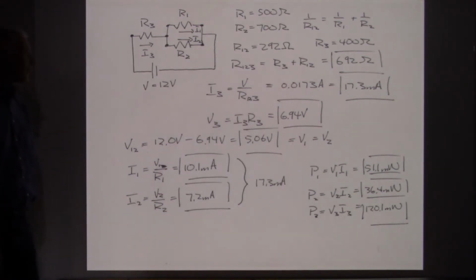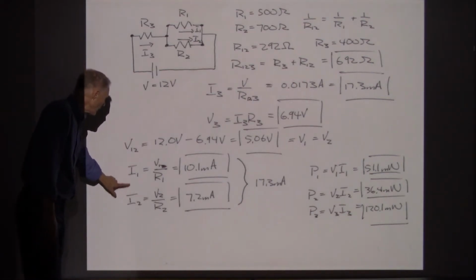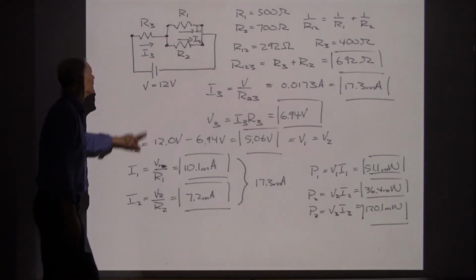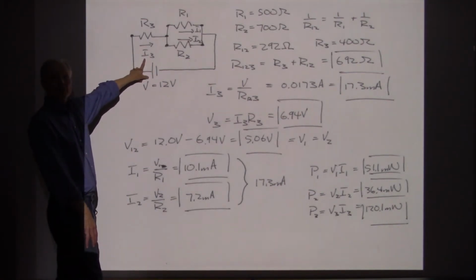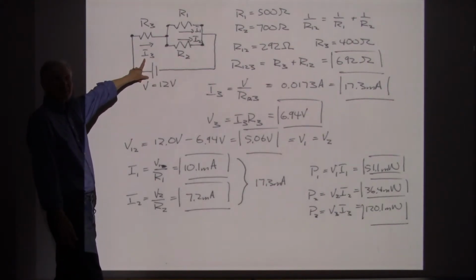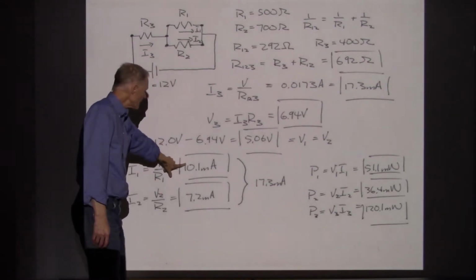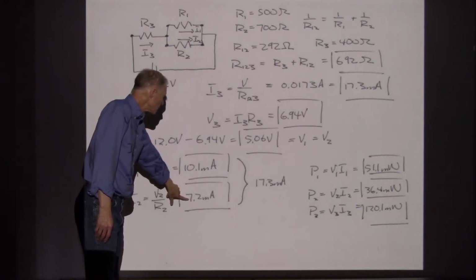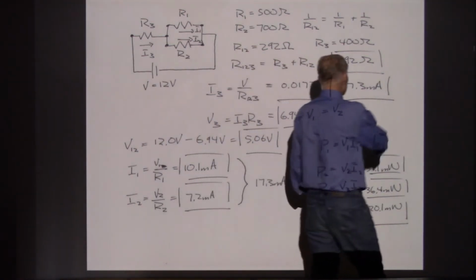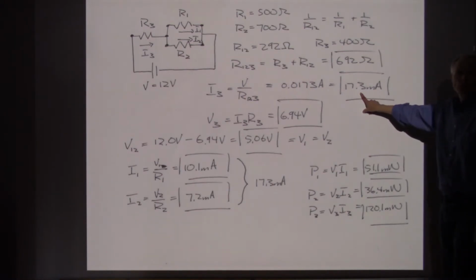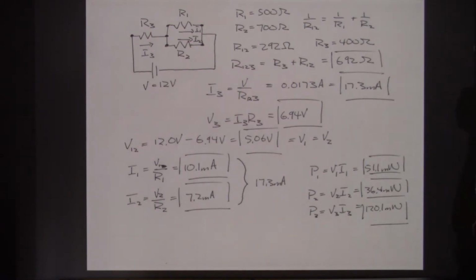Now, if we've done everything correctly, it should be that I1 plus I2 is equal to I3. That's what my diagram shows. So let's ask if that's accurate. Well, 10.1 plus 7.2 does add up to 17.3. So we're looking pretty good with that. That looks like it actually did work. So that gives us some confidence that we've done the problem correctly.